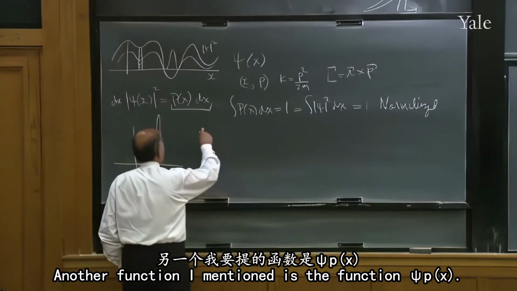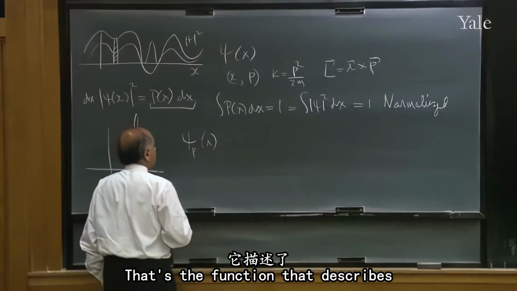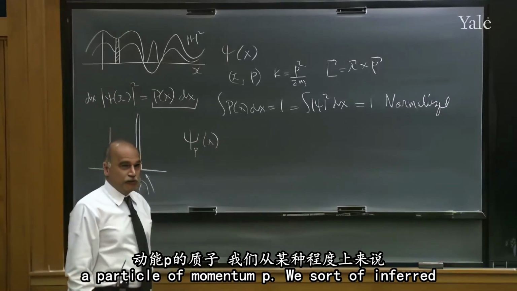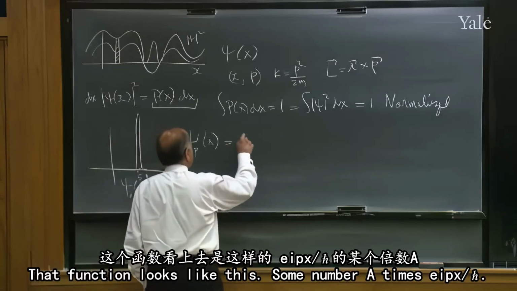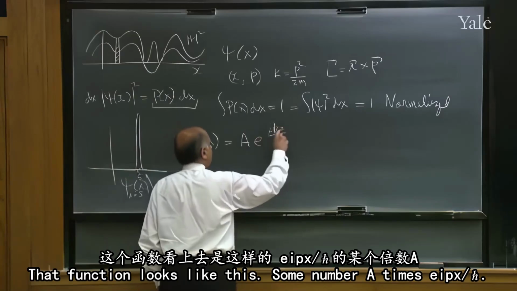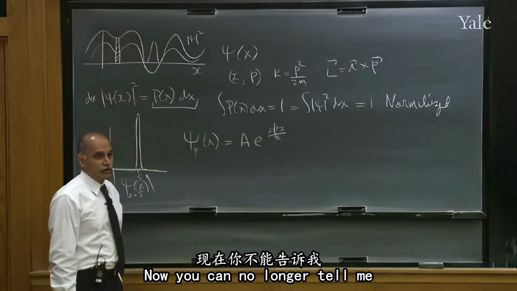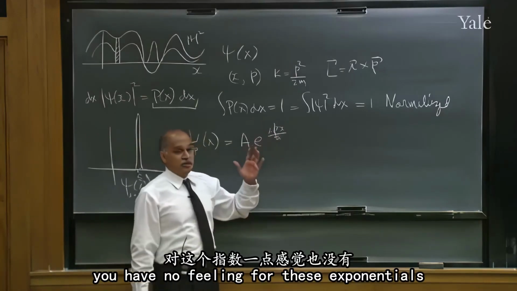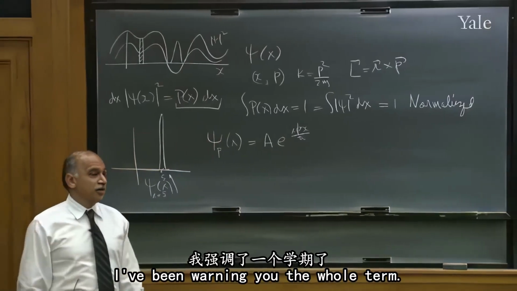Another function I mentioned is the function psi sub p of x. That's a function that describes a particle of momentum p. We sort of inferred that by doing the double-slit experiment. That function looks like this: some number A times e to the ipx over h bar. Now, you can no longer tell me you have no feeling for these exponentials, because it's going to be all about the exponential. I've been warning you the whole term. Get used to those complex exponentials.